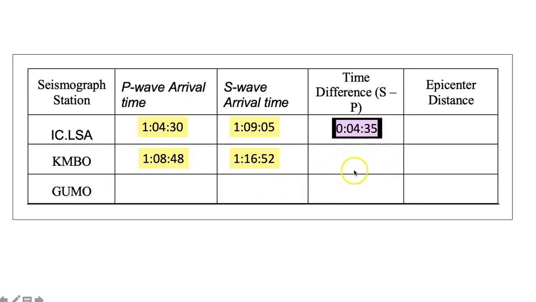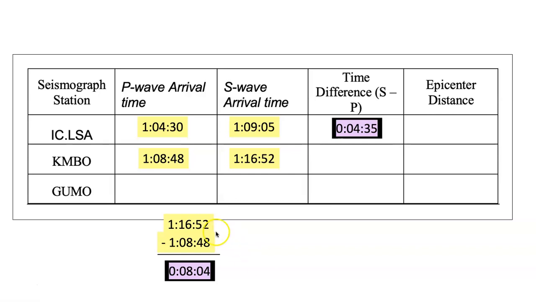Once again, we have to subtract and figure out the difference between these two. Now this one's a little bit easier because 52 seconds minus 48 seconds is 4. 16 minutes minus 8 minutes is 8, and 1 minus 1 is 0. So that one doesn't really require thinking too hard, except realizing that these are seconds and these are minutes. So we have 8:04 for our time difference.